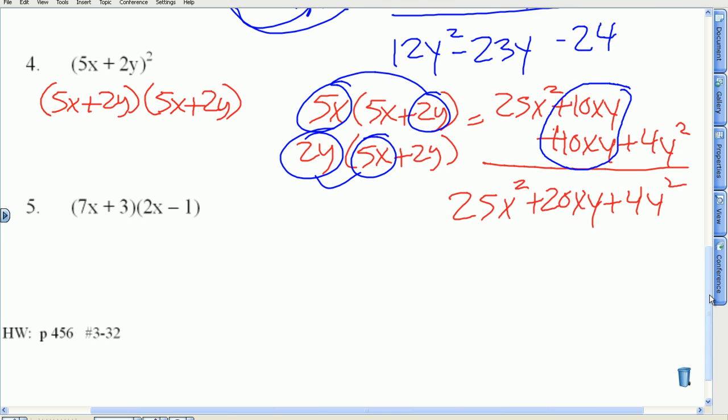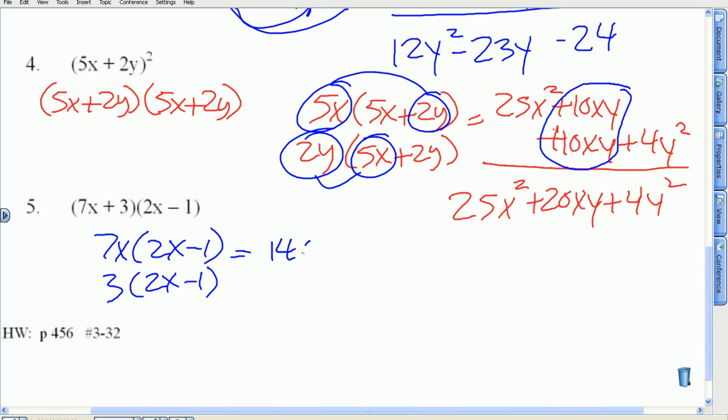Alright, finally, we have 7x times 2x minus 1. We have 3 times 2x minus 1. 7x times 2x is 14x squared. So we've multiplied these two together. 7x times negative 1 is negative 7x. Down below, 3 times 2x is 6x. And 3 times negative 1 is negative 3.